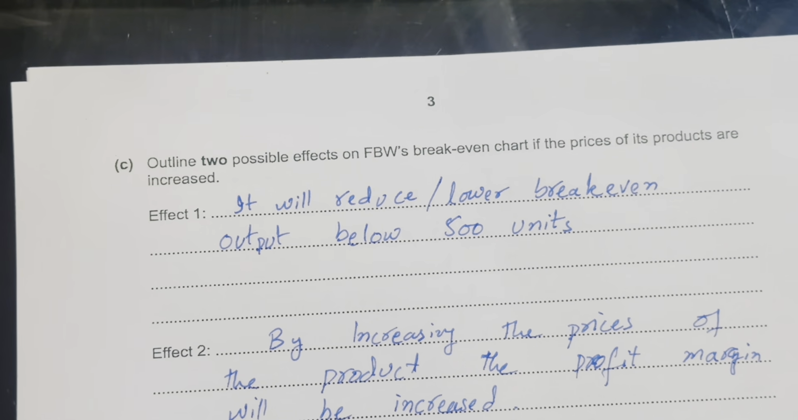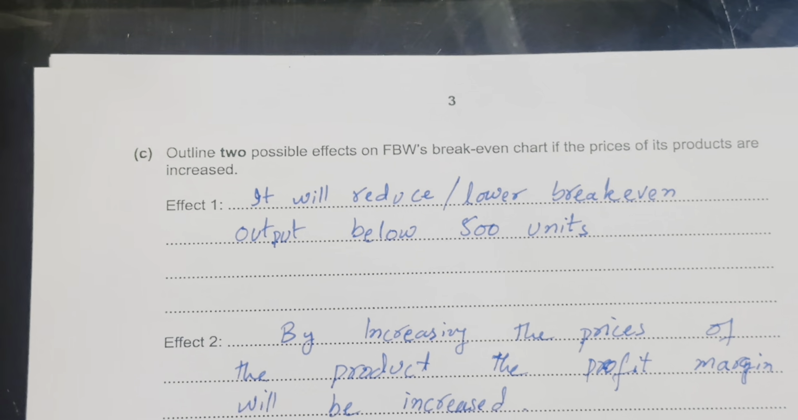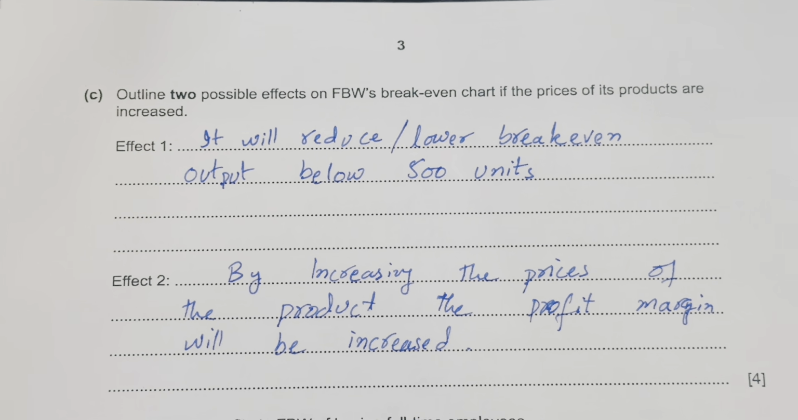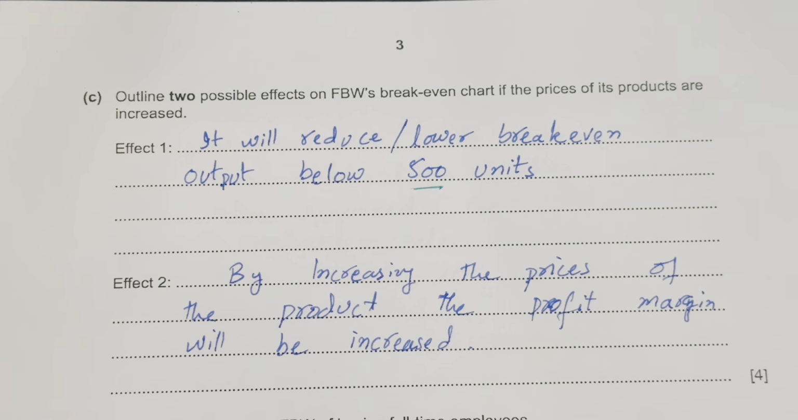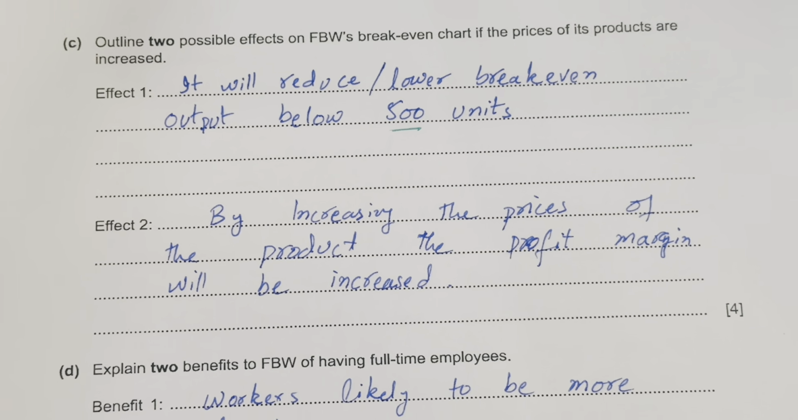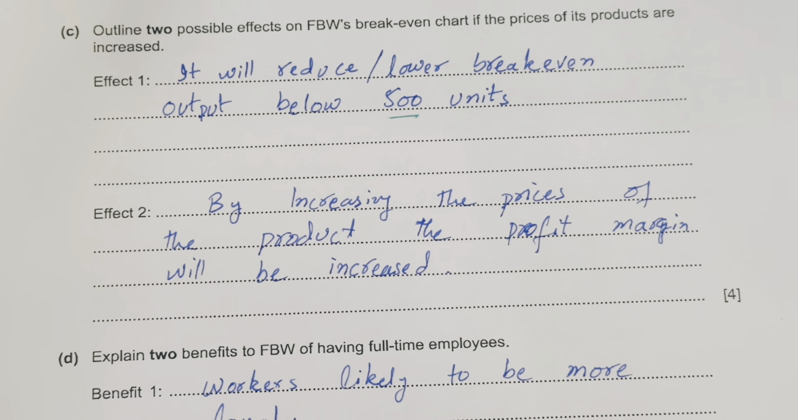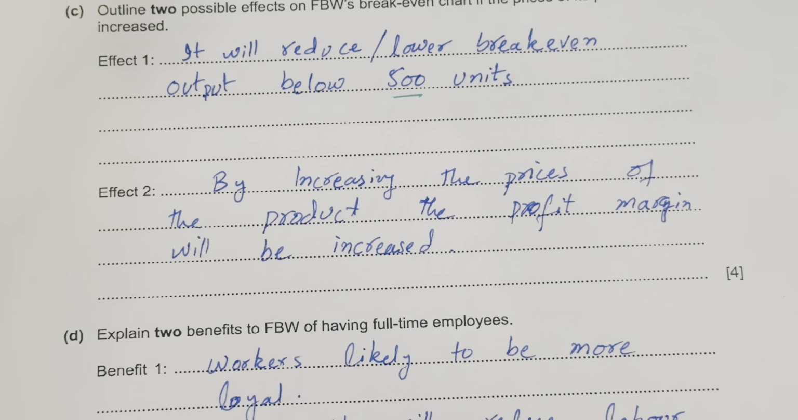Question 1, part C, carrying 4 marks. Outline 2 possible effects on FBW's break-even chart if the price of the product is increased. So we need to identify these 2 effects. If we increase the price, obviously it will lower the break-even point, to below 500 units, because 500 was the original break-even point. Effect number 2: by increasing the price of the product, our profit margin would also increase. We can write other points as well; other valid points would be awarded.